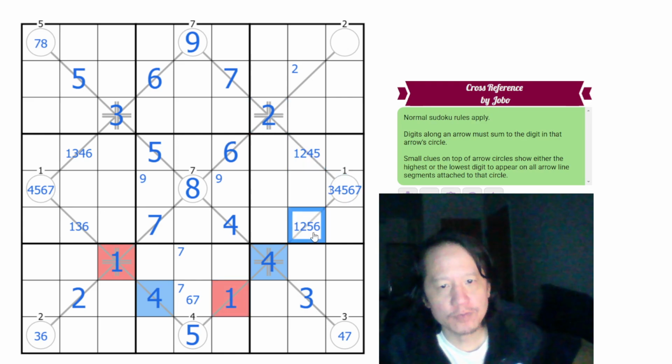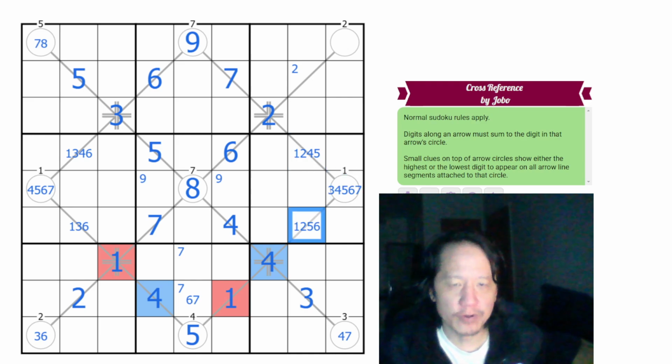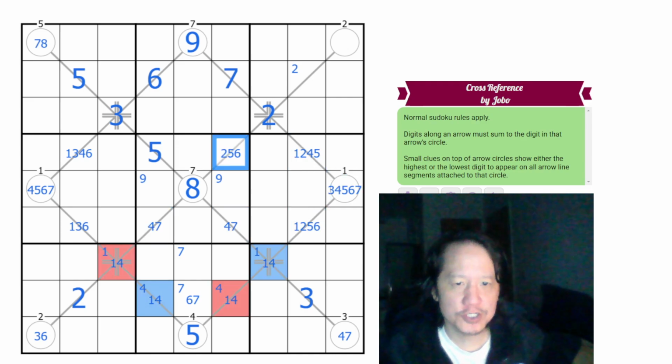One of these must be 1, so it must be 1 here. So this would be 5 then. But then this would be 3, and that would break. Okay, so we've just shown that this doesn't work this way, right?